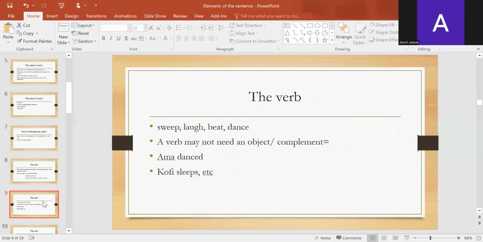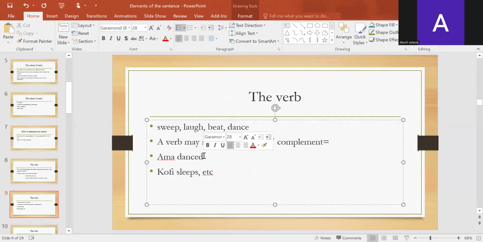A verb may not take an object or a complement. See, this is the verb. There are some verbs that don't need a complement or object to make meaning. For example, Amma danced. That is understandable. It looks like a sentence. Kofi sweeps. So that is a category of verbs.